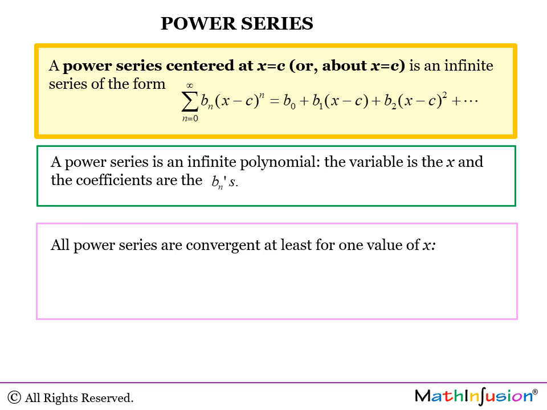All power series are convergent at least for one value of x. We check that this value of x is exactly x equals c. It's the center of the expansion. We are going to substitute c for x, and we see that all the terms but the first one are now going to be 0, and we get only b0.